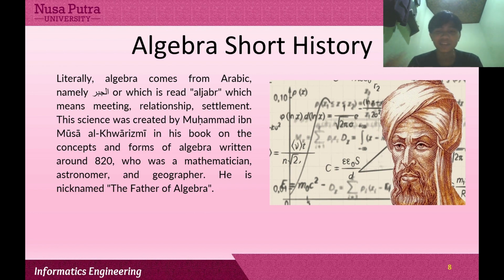It was founded by this man, Muhammad ibn Musa al-Khwarizmi. The word algebra comes from the Arabic language, but we don't read it that way. It was founded around the 120s, and he was a mathematician, astronomer, and geographer. So he was called the father of algebra. Okay, that's all I know.